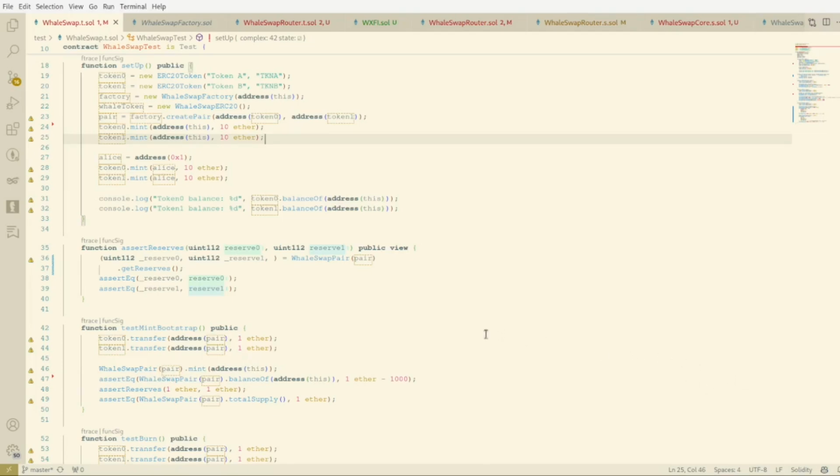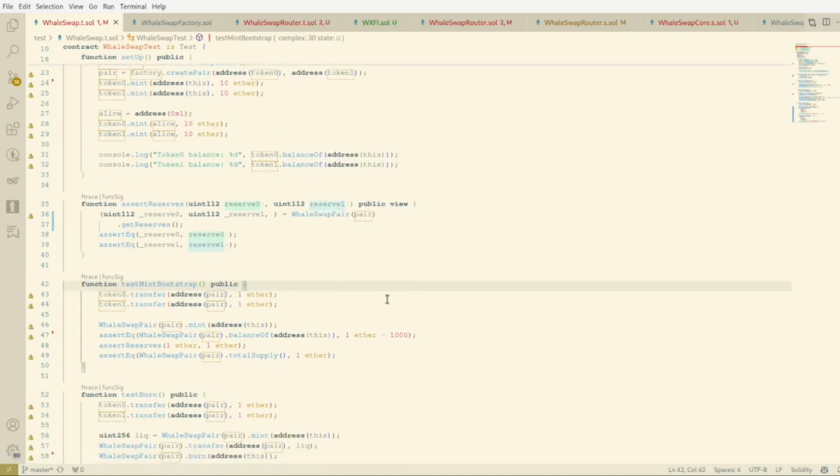First of all, we are testing the mint functionality. Mint functionality, as I explained earlier, basically mints tokens for the liquidity providers to track what percentage of the liquidity is shared by them in the current pool. It helps in managing what percentage of the fee they will get as the reward.